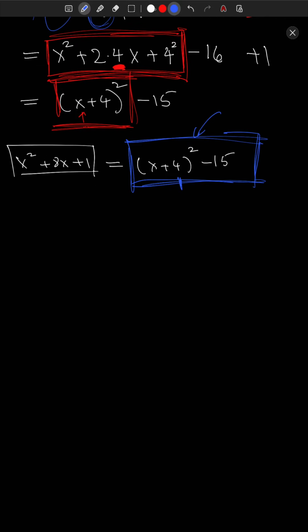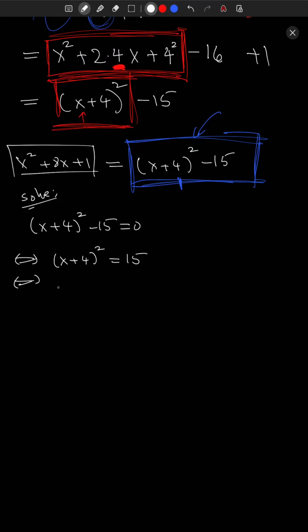All right, in any case, we wanted to solve this guy equal to 0. So that's the same as solving x plus 4 squared minus 15 equals 0. Right? But this guy we already seen is pretty simple, right? This is the same as x plus 4 squared equals 15, which is the same as x plus 4 equals plus or minus root 15, which is the same as x equals minus 4 plus or minus root 15. So we have 2 solutions, x equals minus 4 plus root 15, and x equals minus 4 minus root 15.